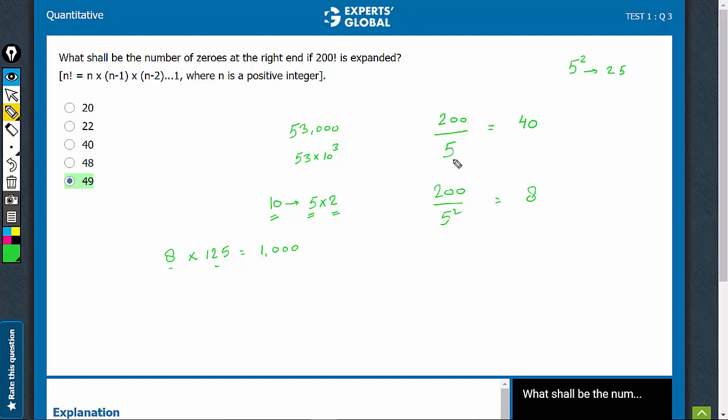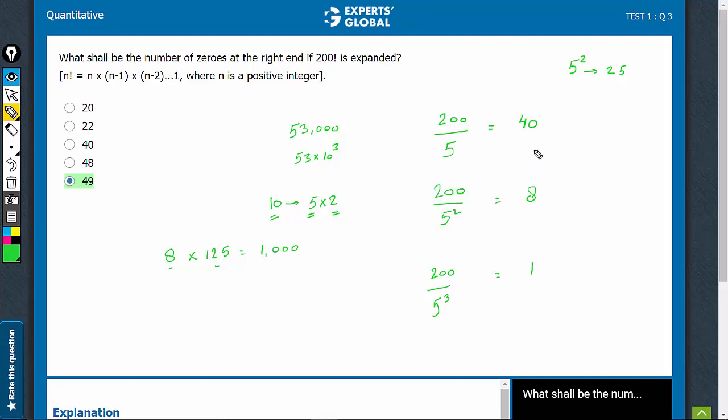One 5 has been counted here. The other 5 gets counted here. And similarly, there would be some numbers which would be a multiple of 5 cube. There would be only one such number, which is 125. To save time, you can always just divide this number by 5. You get 1. Don't worry about the fractions. Don't worry about the remainder. There's only one such number.